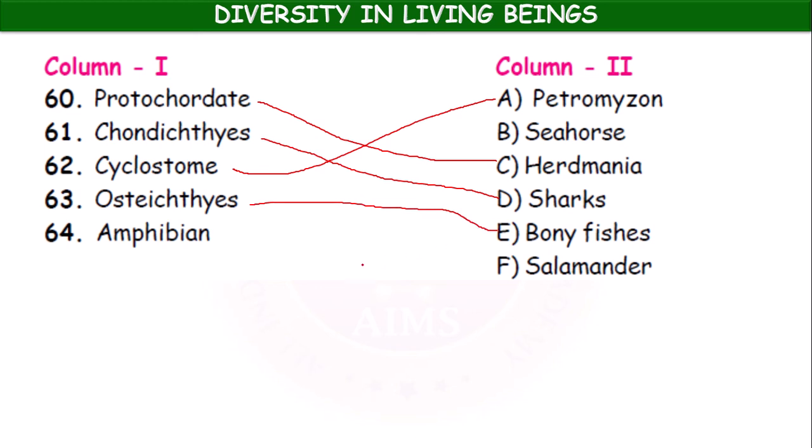Okay, Osteichthyes, two options, multiple match. Seahorse is a bony fish. Okay, Amphibia, salamander is an example of amphibian. Okay, 60C, 61D, 62A, 63B and E, and 64F.